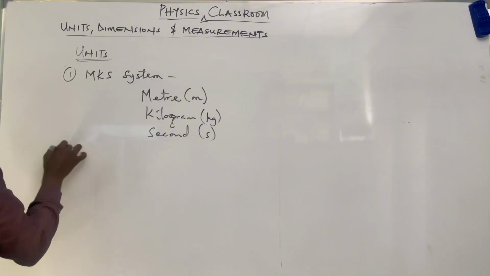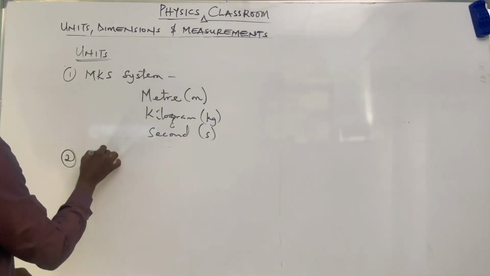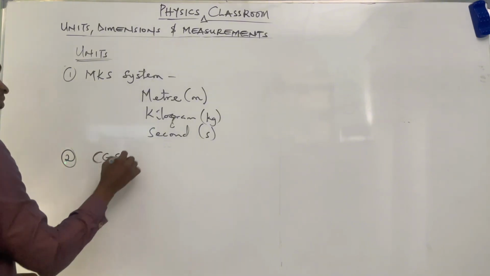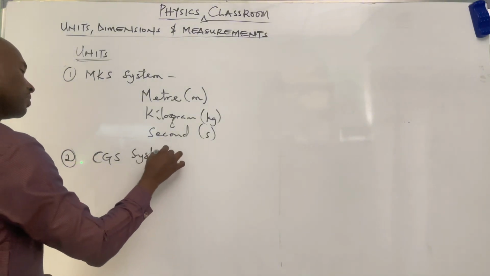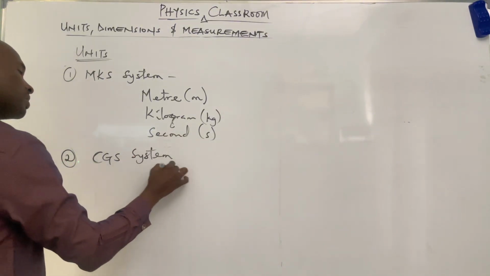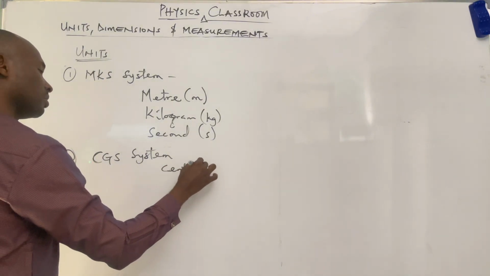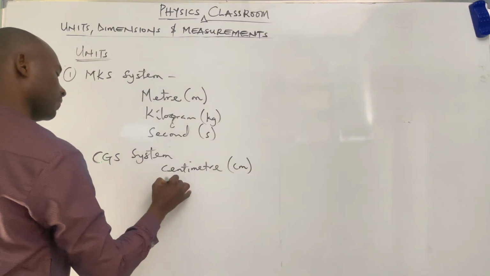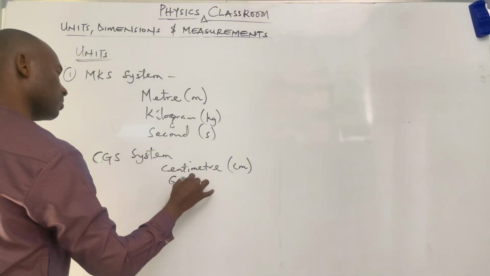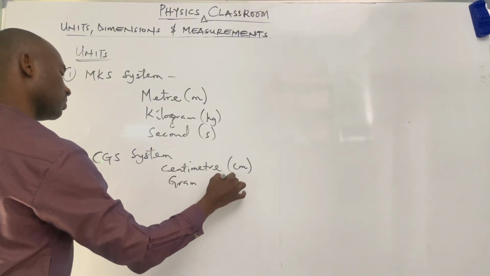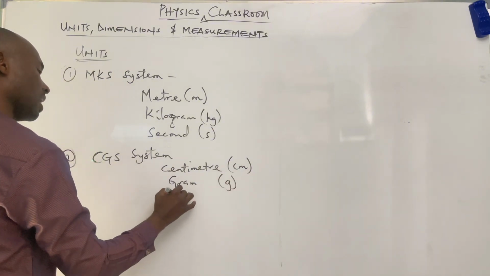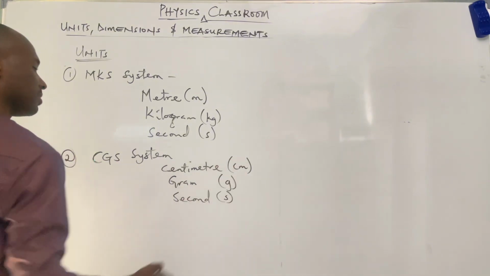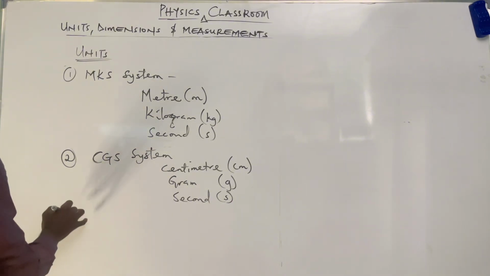Number two, we have the CGS system. This uses the centimeter, the cm, gram, G, small letter G, and seconds, second, S.